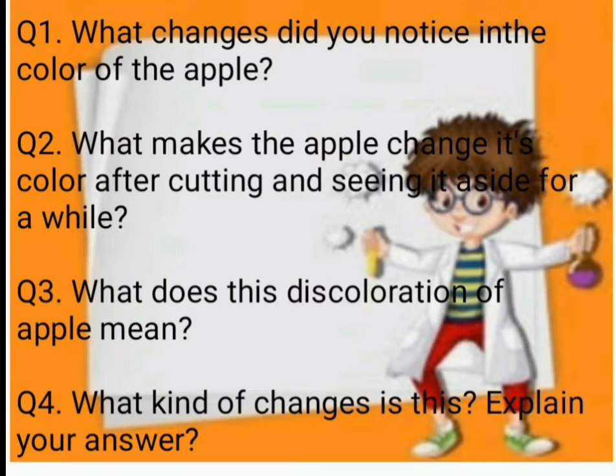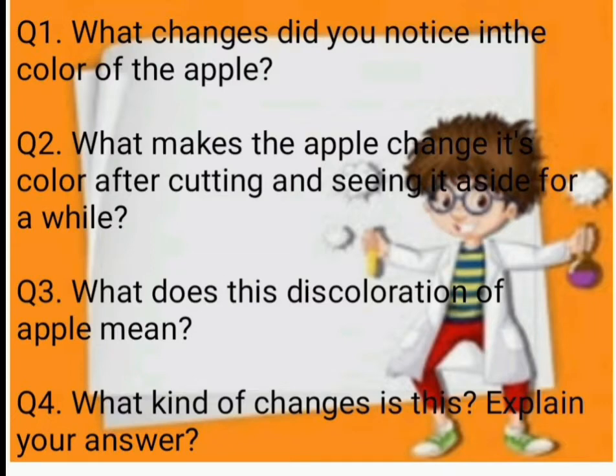There are the following questions. What changes did you notice in the color of the apple? Based on my observation, apples turn brown when exposed to air because of the oxidation process that goes on when the inside of the apple gets exposed to the ambient air, which contains oxygen and water molecules.